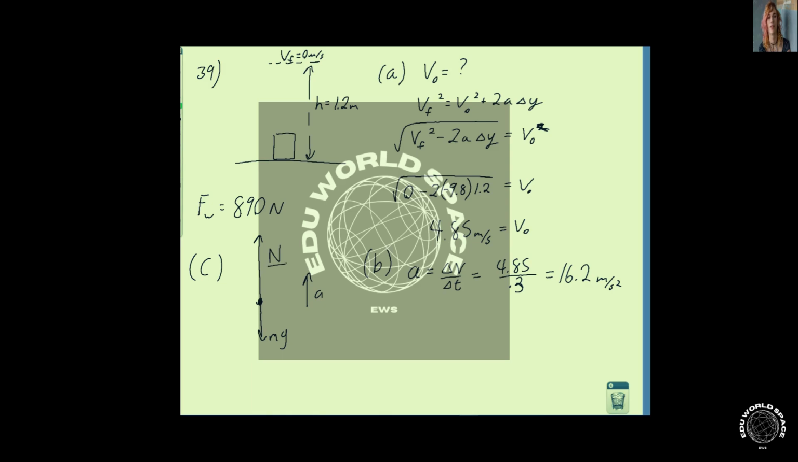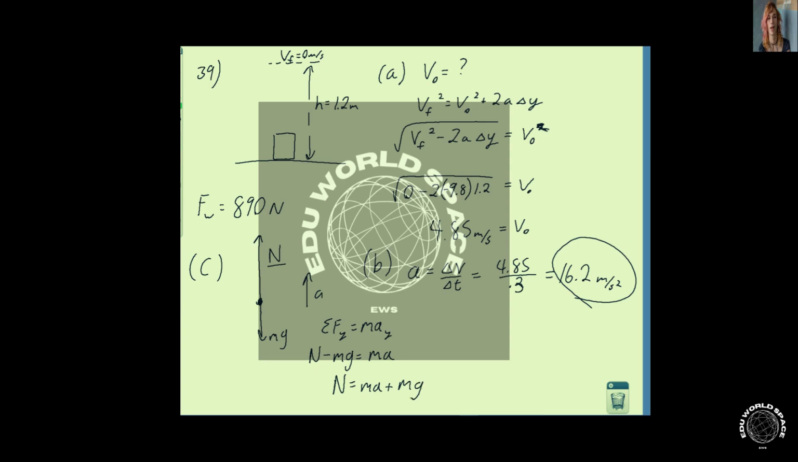So really, we're looking at the normal force, and we go to Newton's second law to do it. The net force in the y direction is equal to m times a in the y direction. What was the acceleration in the y direction? We just found it, 16.2 meters per second squared. So we have the normal force going up, it's positive, mg going down, it's negative. That's equal to ma in the y direction. Solving for the normal force, it's going to be ma plus mg.